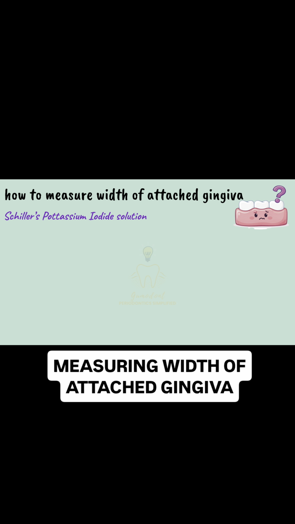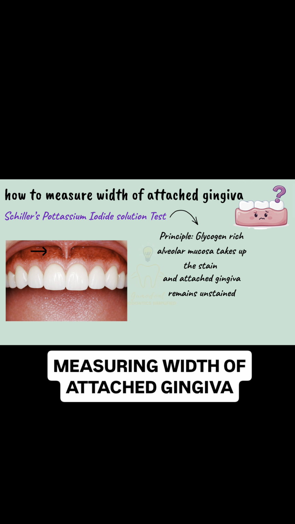Next is Schiller's potassium iodide test, a histochemical method used to demarcate alveolar mucosa from keratinized gingiva, especially when the mucogingival junction is not clearly visible. It is based on the principle that glycogen-rich alveolar mucosa takes up the iodide stain, whereas the keratinized gingiva remains unstained. The width of attached gingiva is calculated as the unstained gingiva minus the sulcus depth.